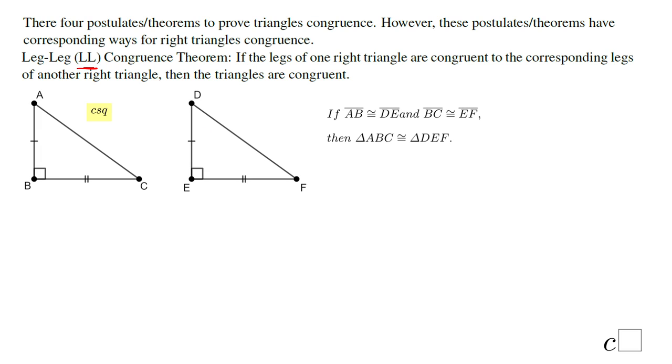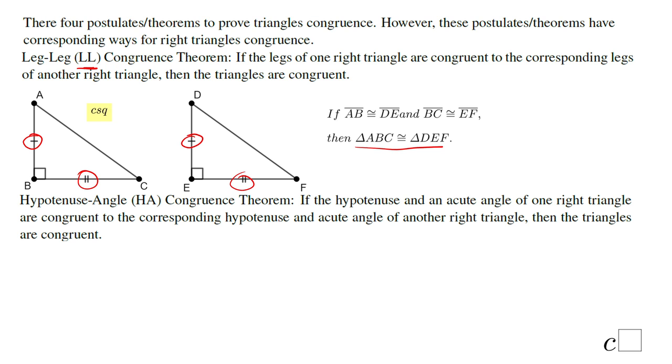So let's take a look at this picture. We see AB congruent to DE, these 2 legs are congruent, and these 2 legs are congruent. Then triangle ABC is congruent to triangle DEF. You can kind of say this one is like a side-angle-side congruence theorem, because the included angle is a 90-degree angle. But we call this one the leg-leg congruence theorem.